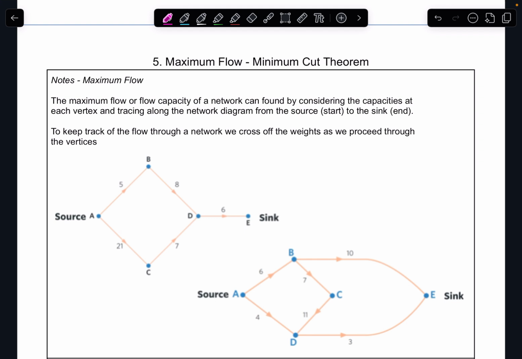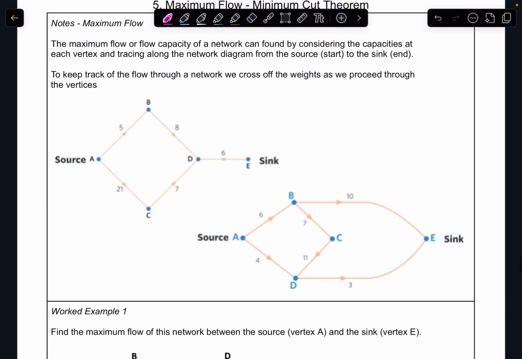There are a couple of different ways to teach this, and I'm just going to show you the one that I like. Basically, we're looking at going from the source to the sink and what's the most that we can get flowing through this network, remembering that we need to consider what's coming in and what's going out at each vertex. I'm going to take you through some simple ones first, and then we're going to get a little bit more complex.